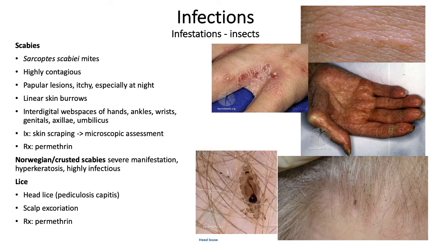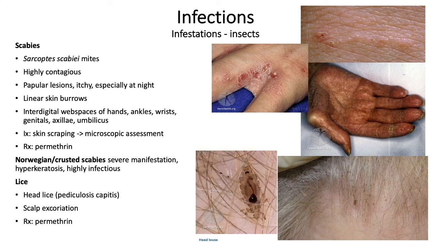Infestations, these are caused by insects. And on this slide, I'm just going to talk about two of those, although there are many. The first is scabies. This is caused by the Sarcoptes scabiei mite. The immune system reacts to the feces of this mite, and subsequent infestations get increasingly severe. It's very contagious and is often spread among children. It comprises papular lesions that are itchy, and this itch is especially prevalent at night.